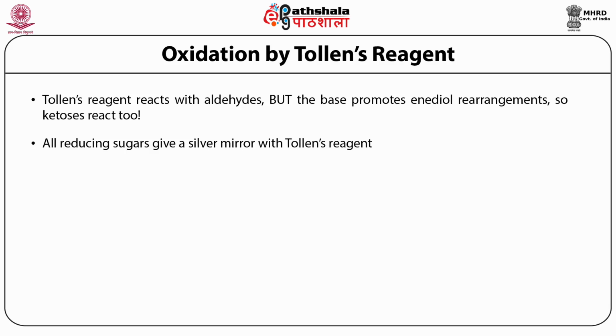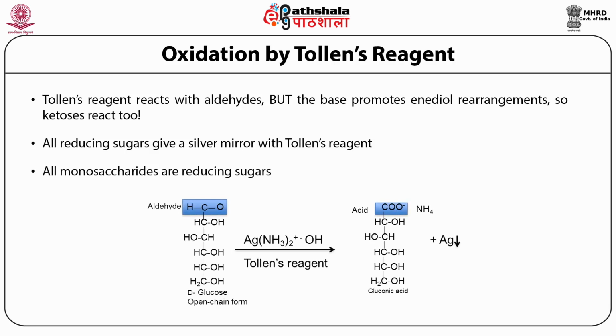So in the case of glucose, as you see here, the Tollen's reagent will convert the functional aldehyde group to a carboxyl group, and the byproduct that you see here is the appearance of a silver mirror on the walls of the test tube. So glucose is converted to gluconic acid in presence of Tollen's reagent, and the appearance of the silver mirror on the walls of the test tube can be monitored. And when this mirror appears, you can say that the sugar solution that you have been provided with contains a reducing sugar.